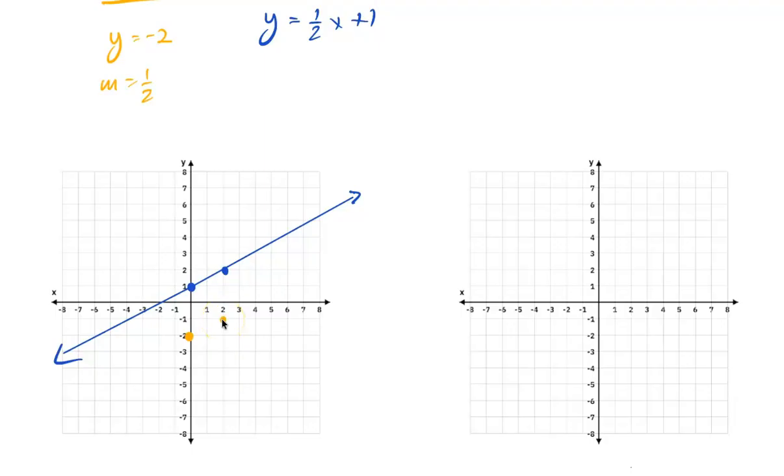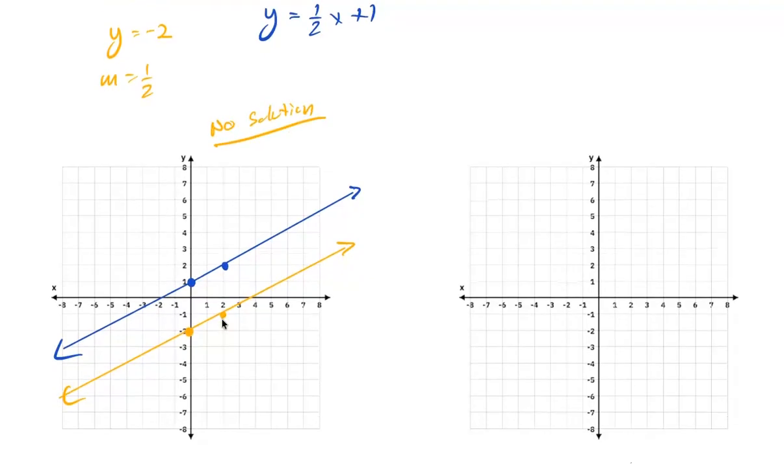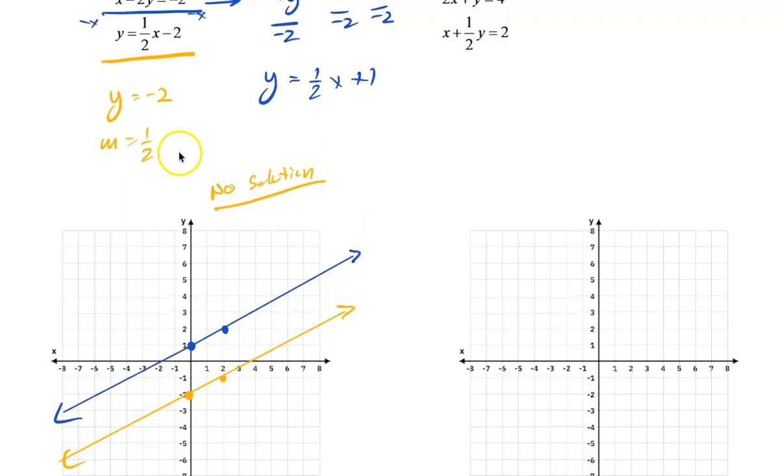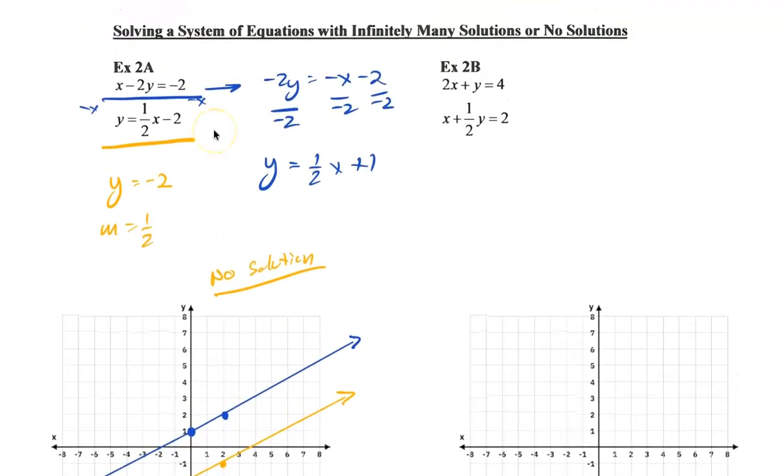And if you notice, these guys have the same slope. Both have a slope of 1/2. So they are parallel and they're never going to cross. So this is no solution. Right, because they're parallel lines. I can tell right here when they have the same slope. Oh, same slope, never going to cross.